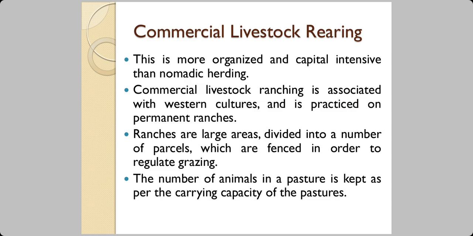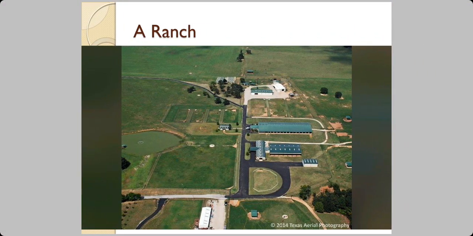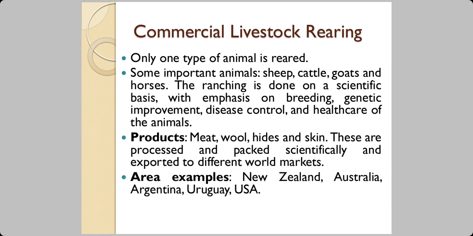And ranches are large areas, they have divisions of parcels of lands, and these are fenced in order to regulate the grazing. The number of animals in the pasture is kept as per the capacity of the pasture. This is a picture of a ranch. In commercial livestock rearing, only one type of animal is reared. It is either sheep, all the sheep, or cattle, all the cattle, goats, all the goats, or horses, all the horses. It's like that.